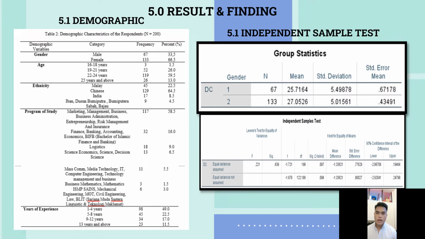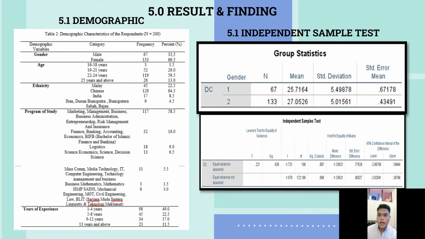I will continue with my part, which is the demographic of respondents. If you can see the table, it is an overall summary of the respondent demographic profile of 230 questionnaires. The majority of them were female, which is 66.5%, while the rest were male, which is 33.5%. Most of the respondents were aged from 20 to 24, with a percentage of 59.5%, and age 16 to 18 is the lowest, which is only 1.5%.